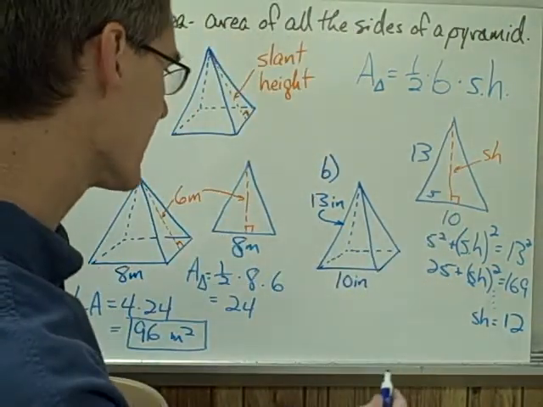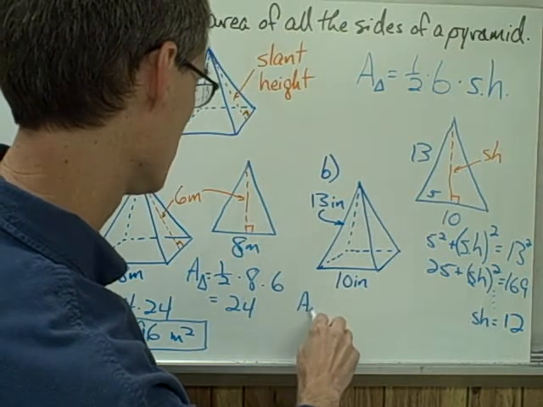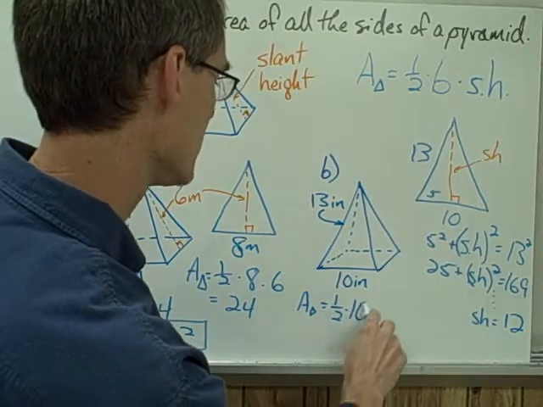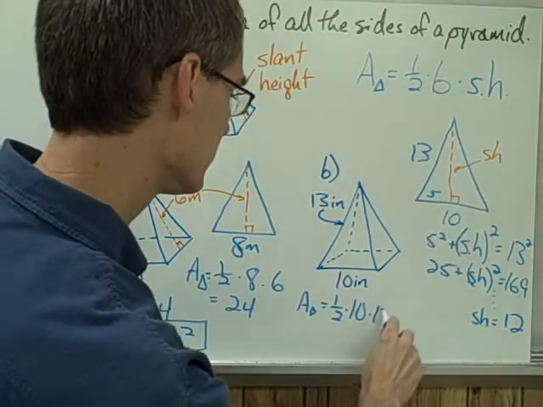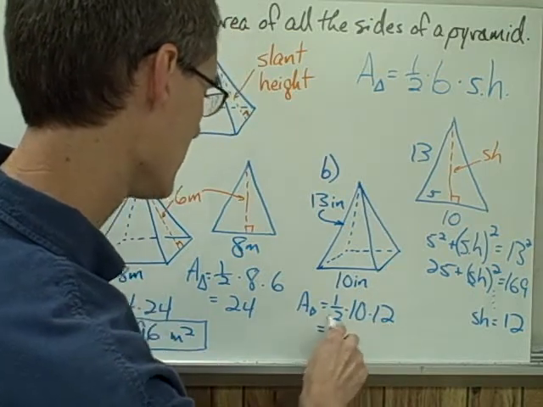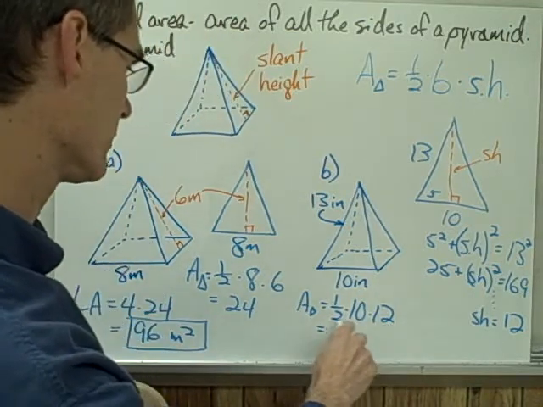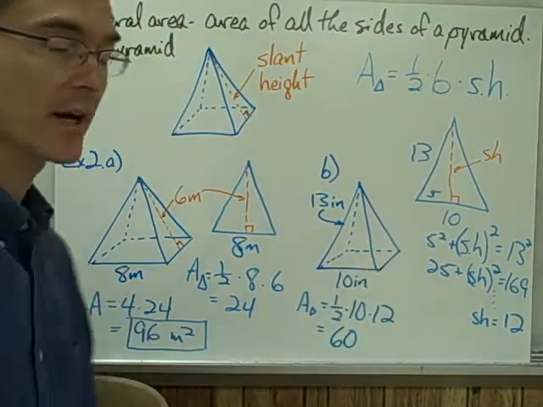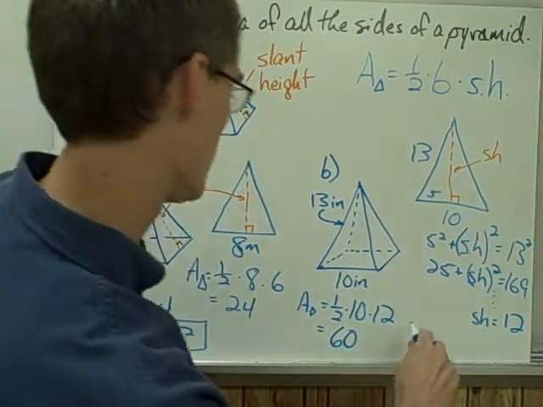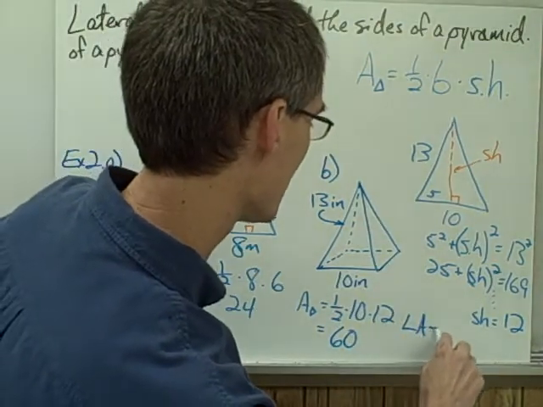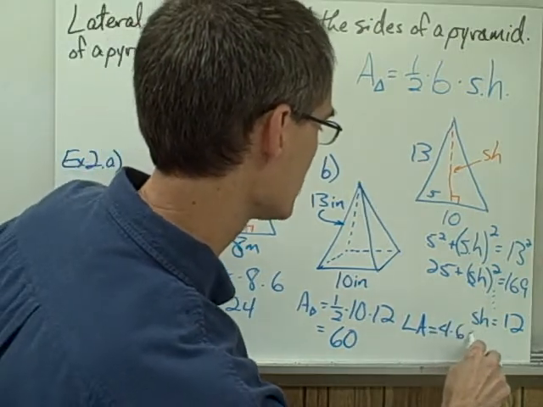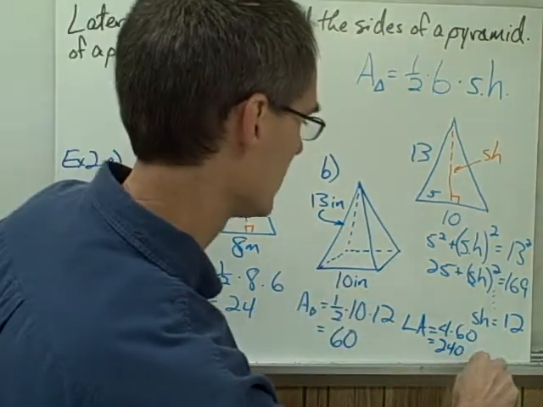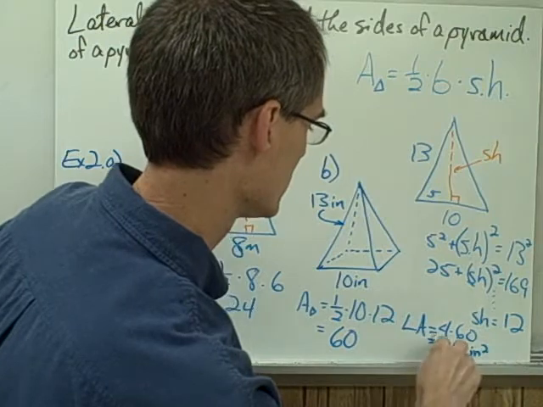Now I know my slant height, I can calculate the area of my side triangle. So that's going to be 1/2 times the base, which is 10, times the slant height, which is 12. And that equals 1/2 times 10 times 12 is 120. So that's 60. Now that I know the area of one of my side triangles, I need to multiply that by 4 since I have 4 triangles. And my lateral area is going to be 4 times 60, which is 240. And this is in square inches.